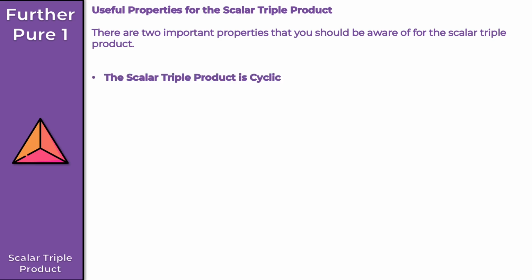For the first property, we say that the scalar triple product is cyclic. What we mean by that is a dotted with this cross product is equal to b dotted with this cross product, and that's also equal to c dotted with this cross product. And that's for three vectors a, b, and c.